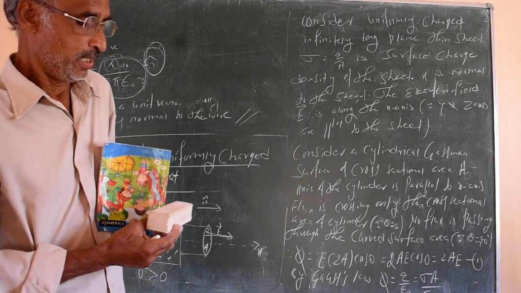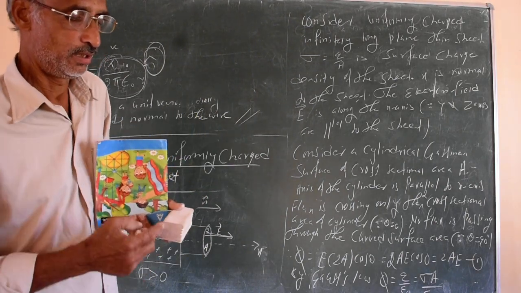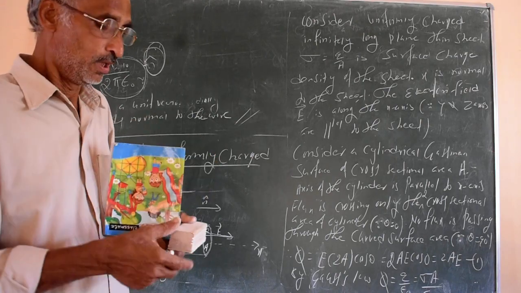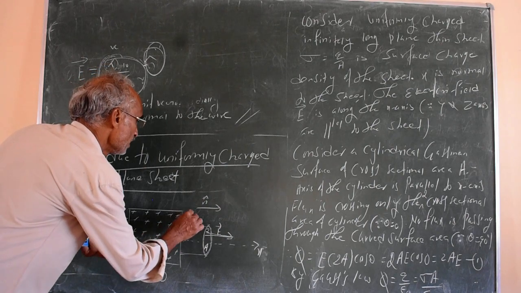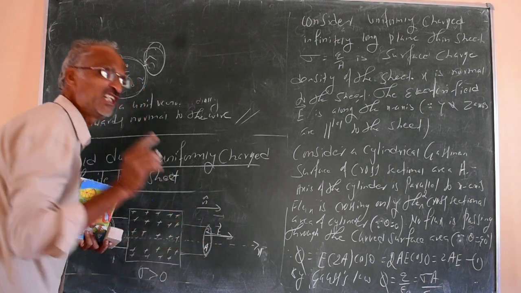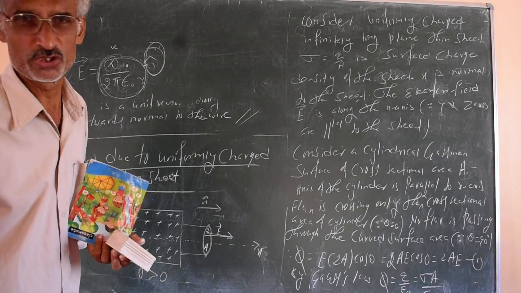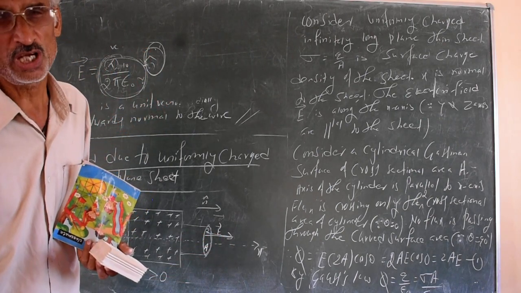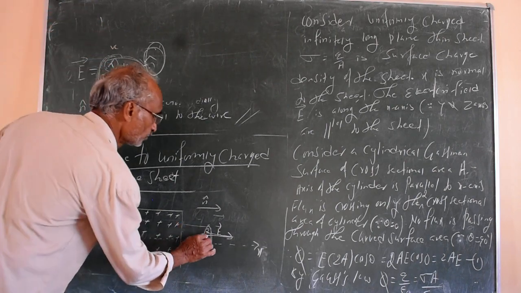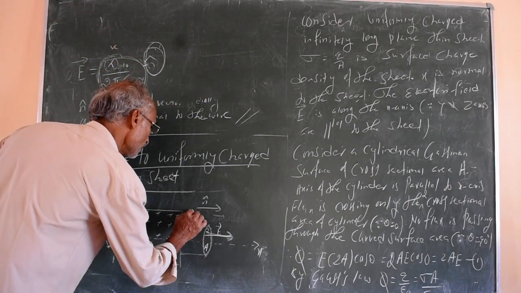So this is the curved surface. This is a cross-sectional area, top and bottom. No flux is passing through because look at the charge. So here it is, the field direction is like this. The direction of the field is always radially outwards or inwards to the charge. So the field is like that.